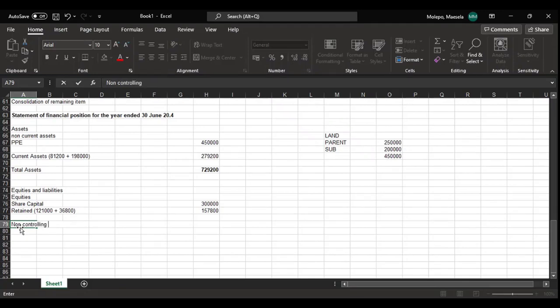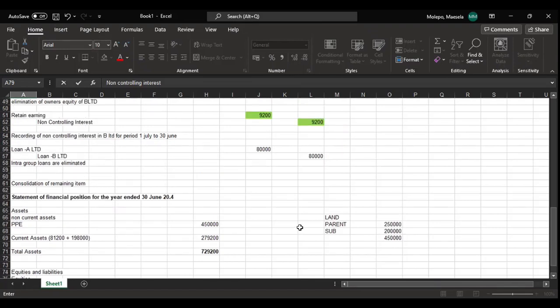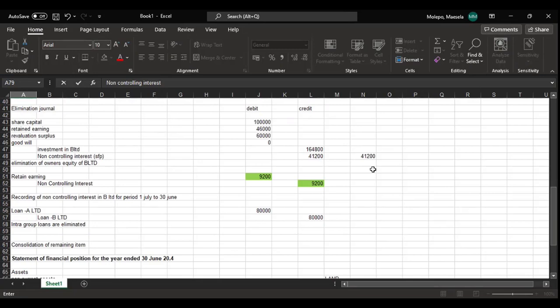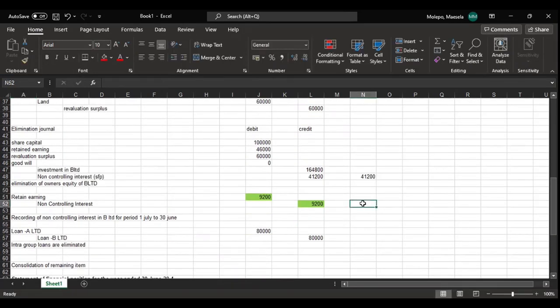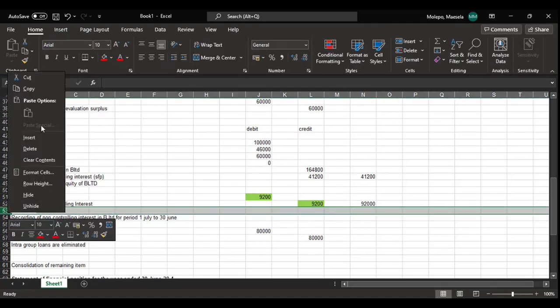Non-controlling interest, which is how much? The non-controlling interest that has to be taken into the SFP will be this one. Remember, when we do our thingy, we have to add this also. Then when we do our totals, there should be totals, which I didn't include. Let me do them here.